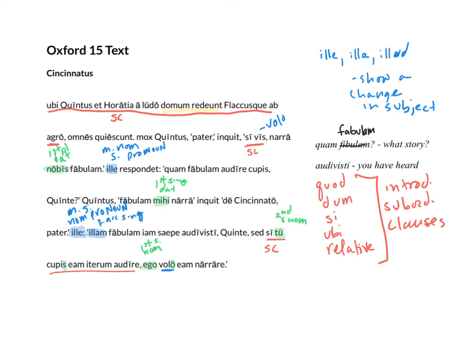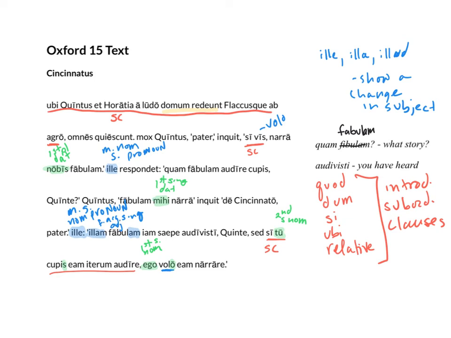Illam, that story. You have often heard that story, right? So illam is referring to story. It's agreeing with story. And you can tell, too, story is also feminine, accusative, singular. So this is going to be an adjective.